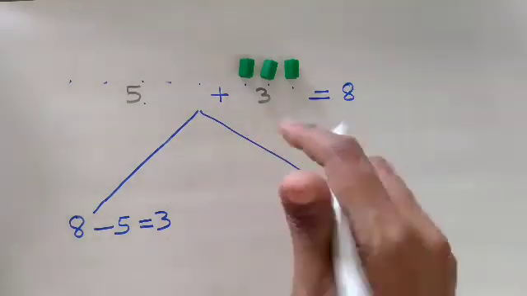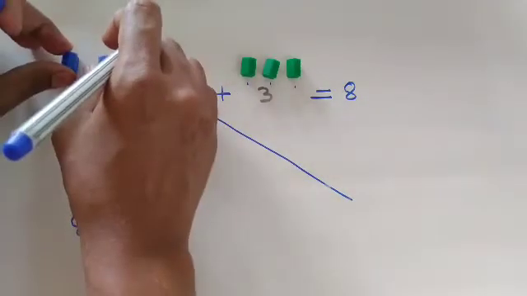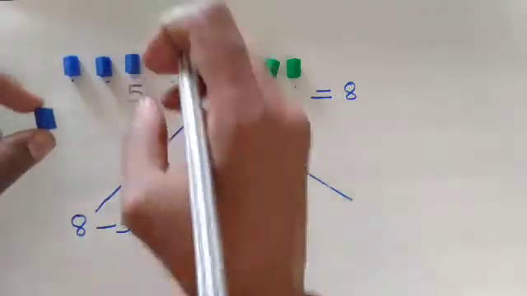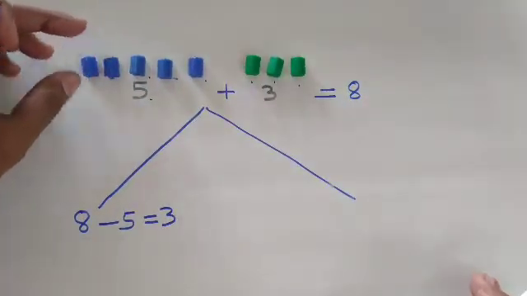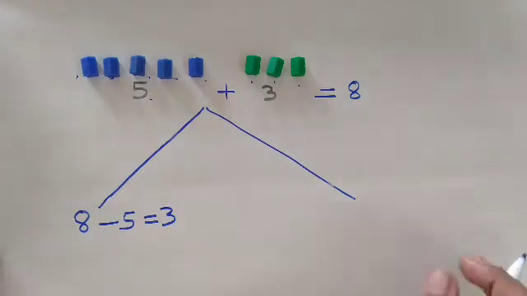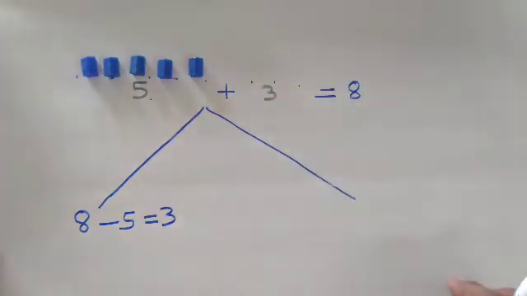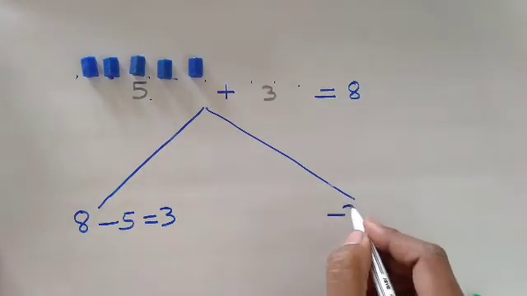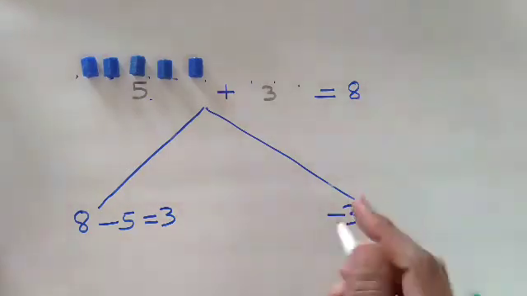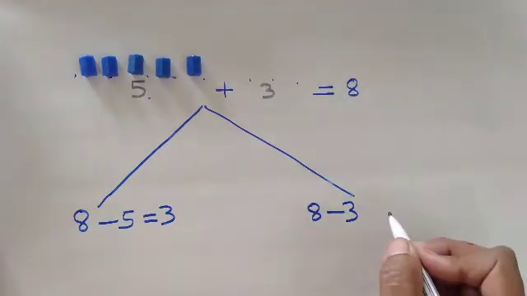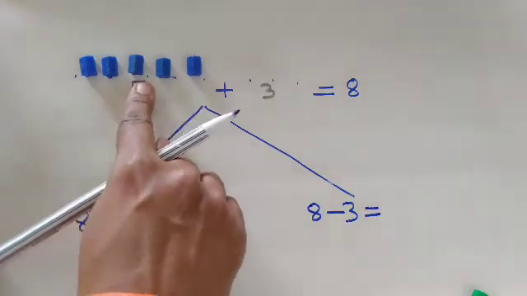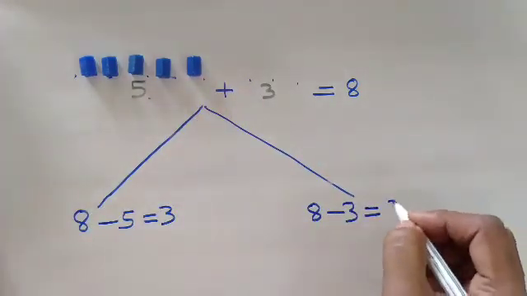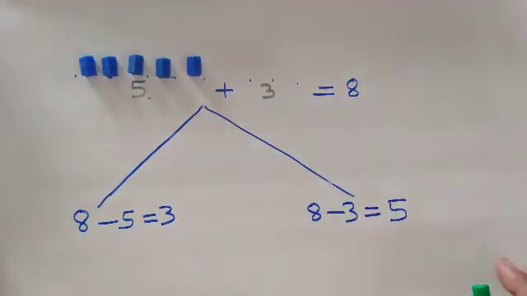Now here we put these blocks again. Now again we have 8 blocks here. So from this I will take out 3 green blocks. So what did we do here, children? We subtract 3 from the sum 8. Then what do we get here, children? 1, 2, 3, 4, 5. We have 5 blocks left here.